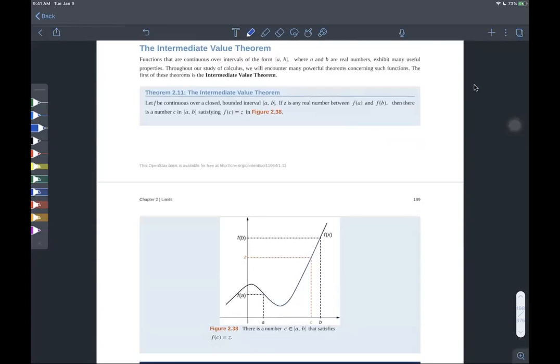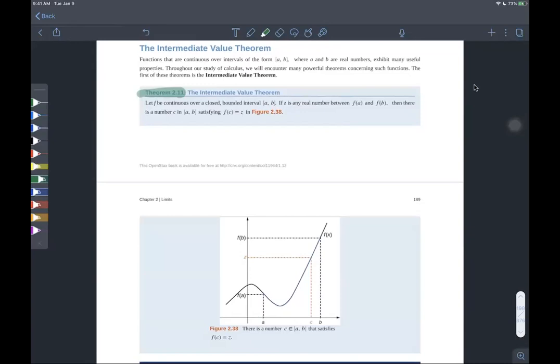So what does the intermediate value theorem say? Let's take a look. Theorem 2.11, the intermediate value theorem. Let f be continuous over a closed bounded interval [a, b]. If z is any real number between f of a and f of b, then there is a number c in the interval from a to b satisfying f of c is equal to z.